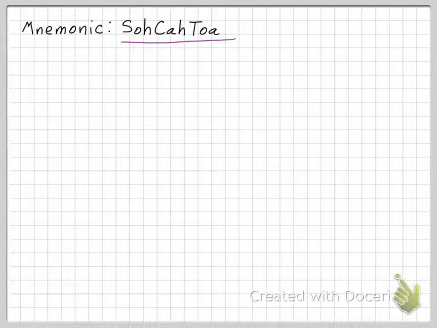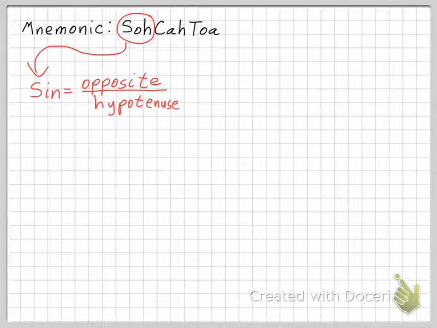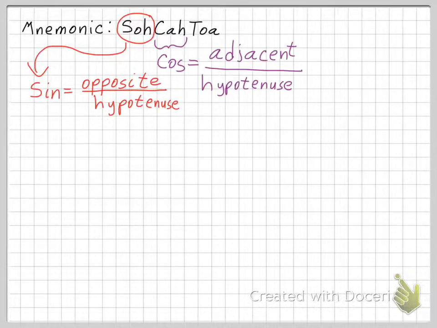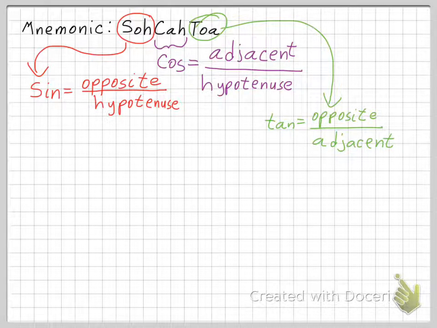So how do we keep the trigonometric ratios straight in our mind? Well, we can use this little mnemonic device. Think of a beautiful, mythical island nation called Sokotoa. On this island, the S stands for sine, and the sine is opposite over hypotenuse. The C stands for cosine, which is adjacent over hypotenuse. And the T stands for tangent, and the tangent is opposite over adjacent. So we have the mnemonic Sokotoa.